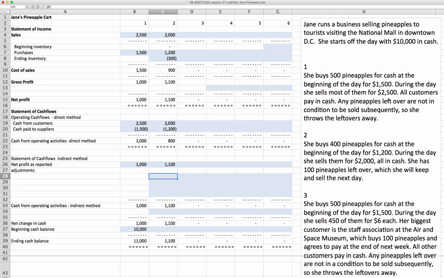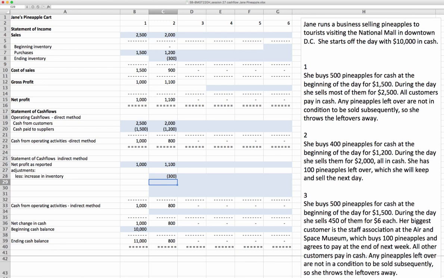Well, the reason why the cash from operating activities is only $800, whereas the net profit was $1,100, is, of course, that there was a build-up of inventory. There was $300 spent on inventory, which hasn't yet been reflected as an expense in the income statement. And so we need to subtract that increase in inventory. We started off the day at 0. It ended up at 300. So that increase in inventory we're going to subtract.